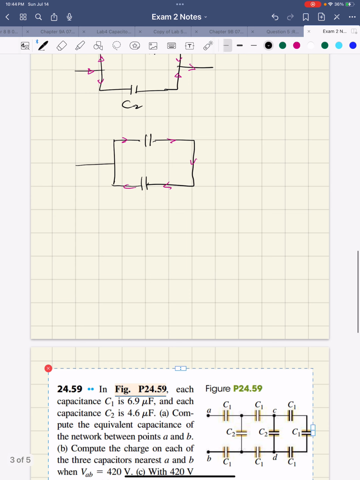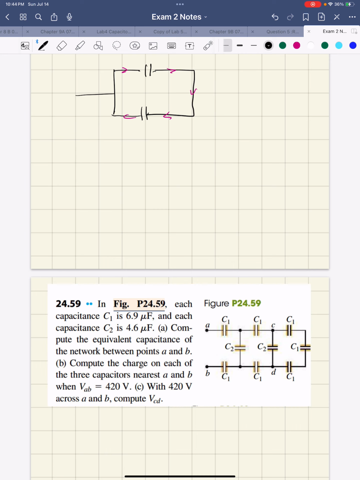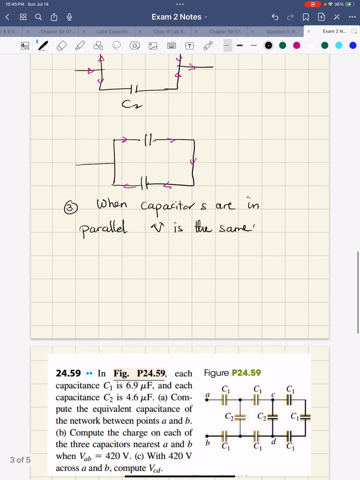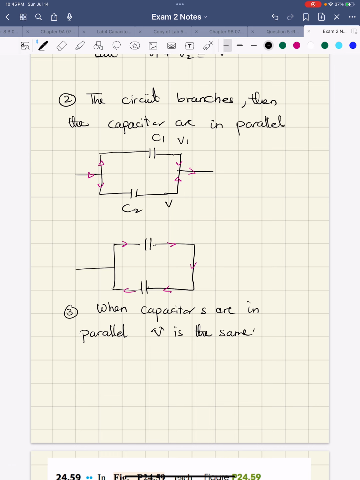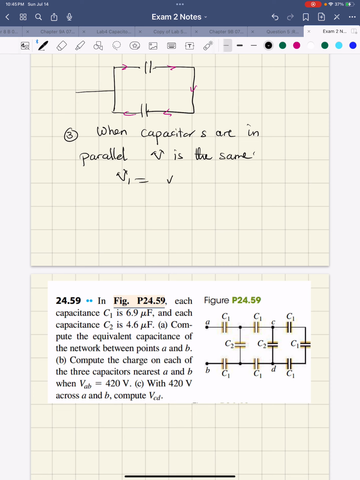Okay, this is my number 3. When capacitors are in parallel, V is the same. If I look at these here, V1 and V2, this point is the same as this point, and this point is the same as this point. Therefore, here V1 equals V2.